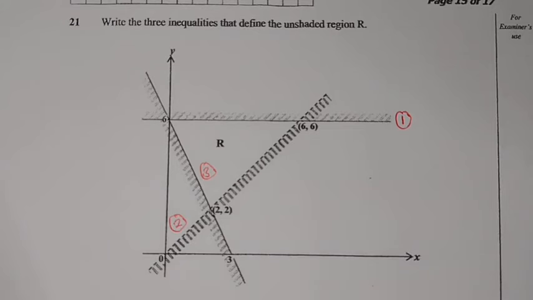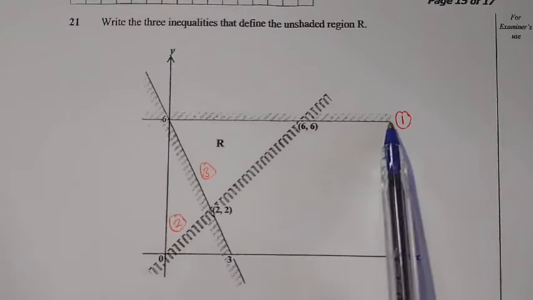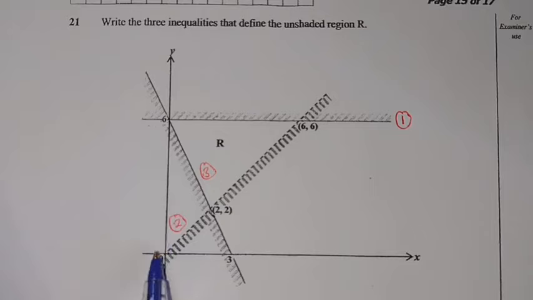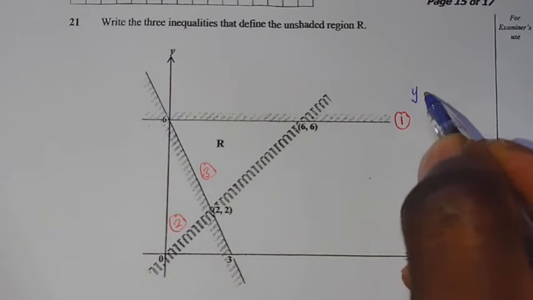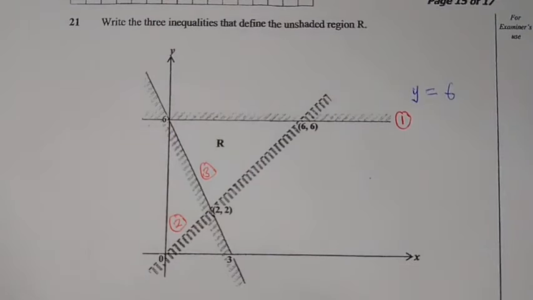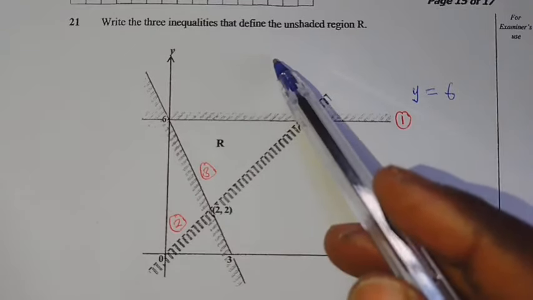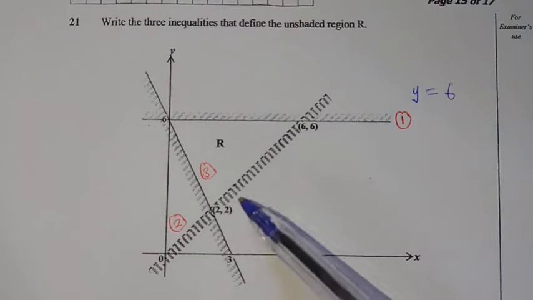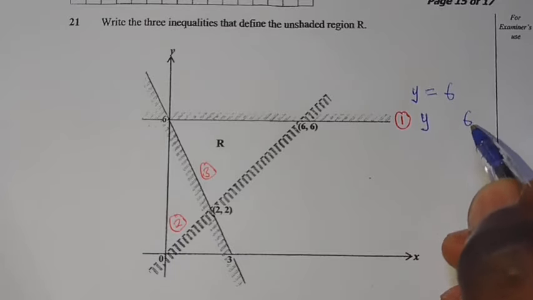So line 1 is very easy and simple because this line 1 is cutting the y-axis here, okay, at 6. So this line 1 is the line which is y equal to what? 6. Now we want to describe the unshaded region. So the region in which is shaded is greater, then the unshaded region is less. So we are going to write y, we leave space, we write a 6.